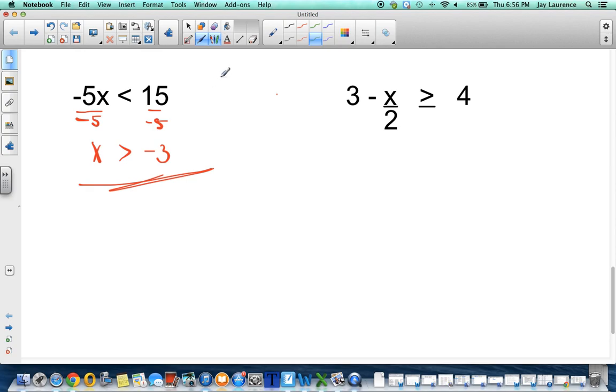We got the other one: negative 3 is less than x. Okay, these are the same thing. X is greater than negative 3, or negative 3 is less than x. They mean the same thing. If you don't believe me, fill them in.